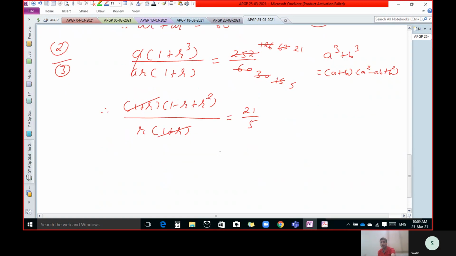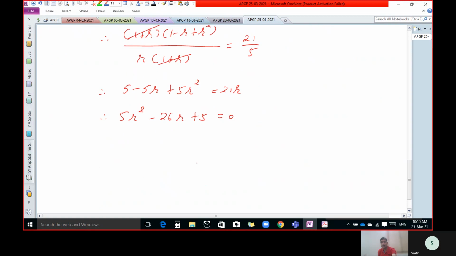Now cross multiply and tell me the simplified form. Cross multiply and simplify. What we get? 5 minus 5R plus 5R square is equal to 21R. Correct. So we get 5R square minus 26R. Why we get minus 26? Minus 5R minus 21R. If we take 21R this side, we get minus. So minus 5R minus 21R is minus 26R. Now 5 5s are 25. Factorize 25, so we get 26. So it should be 5R square minus 25R minus R plus 5 equal to 0.